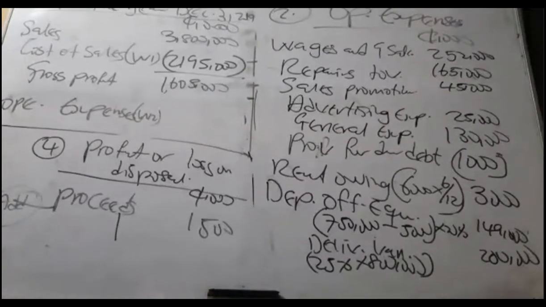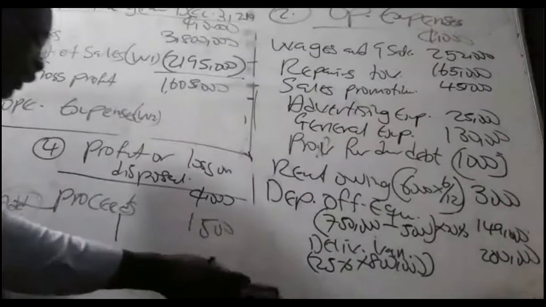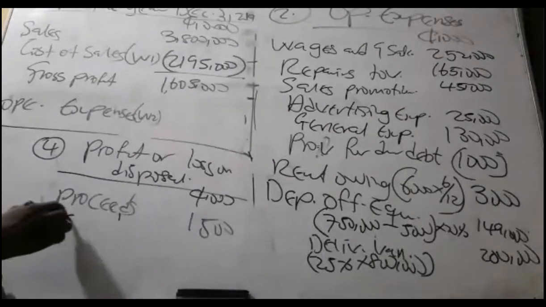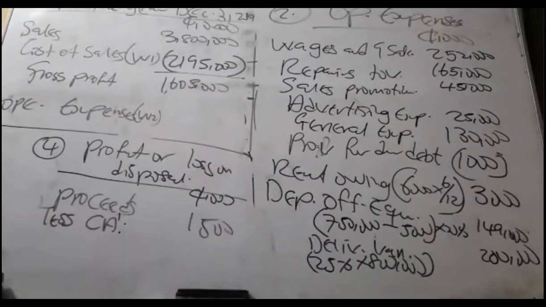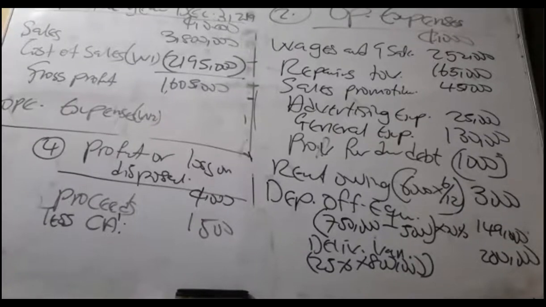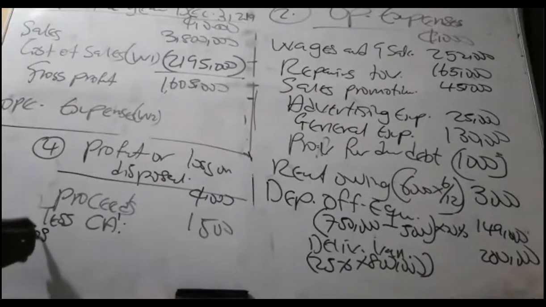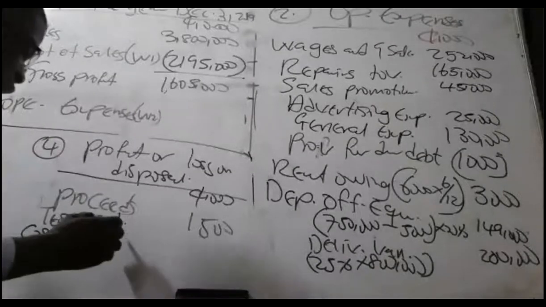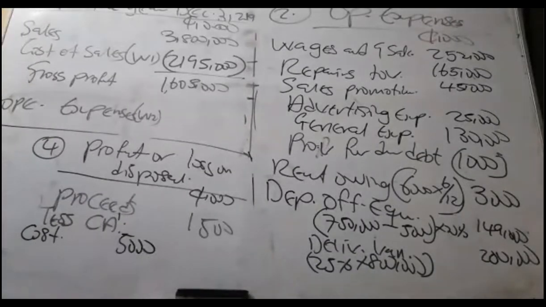So if you have done that, let's continue. Now proceeds less the carrying amount of the asset. So proceeds less what? Carrying amount. How do you find carrying amount? Carrying amount is what? Cost minus accumulated depreciation. So I'll start by examining our cost. What is the cost of the disposed asset? The cost of the disposed asset was 5,000. I'll put it here.